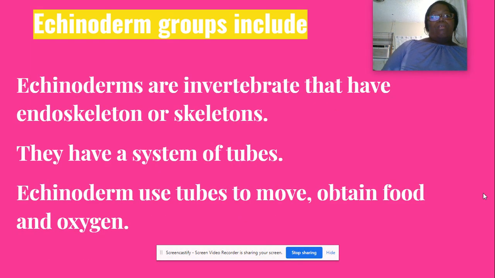So echinoderms, again, are invertebrates. They have endoskeletons, or skeletons. They have a system of tubes. Those tubes allow the echinoderms to move, obtain food, and oxygen. So what is the purpose of the tubes for echinoderms? To move, obtain food, and oxygen.